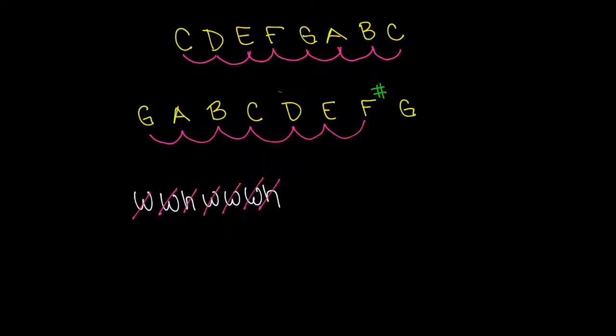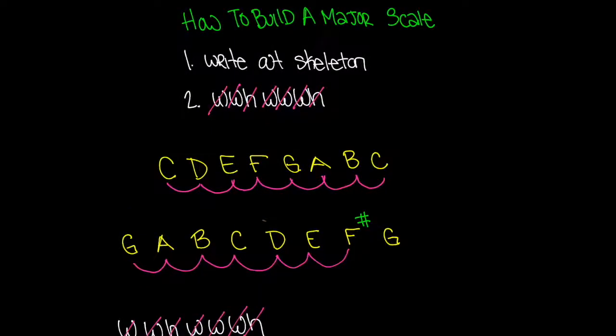So we followed our two-step formula here. To review it, number one, we have to write out the skeleton, and number two, we have to verify that it fits the pattern exactly: whole, whole, half, whole, whole, whole, half. In future videos, we're going to go over more examples regarding how to build a major scale.